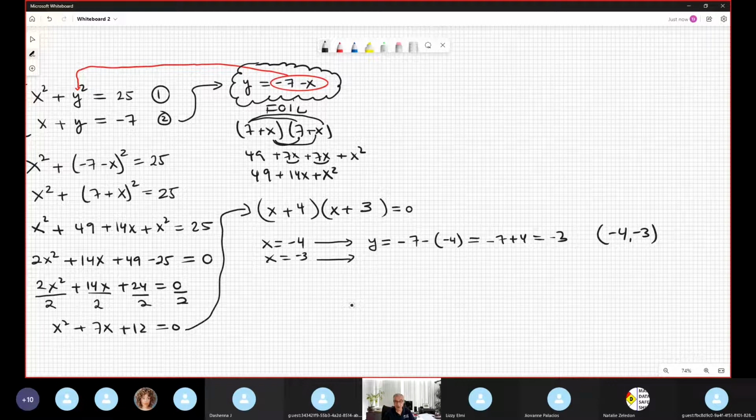Because this negative 3 comes from plugging negative 4 into the y equation, no? Likewise, negative 7 minus 3. So it's minus 7 plus 3, which is negative 4. Therefore, the point is negative 3, negative 4. Okay? And this is option B in the handout. I guess so. You check and see, because I am not good at the selection.